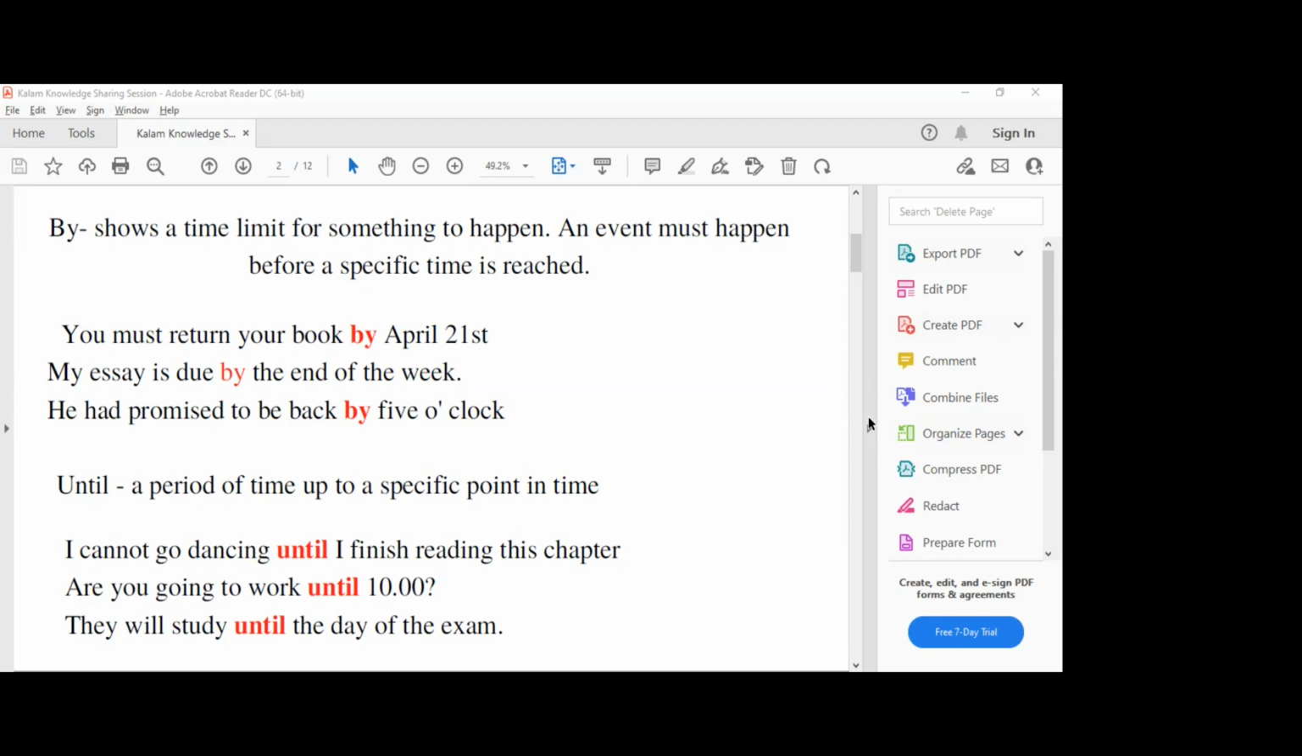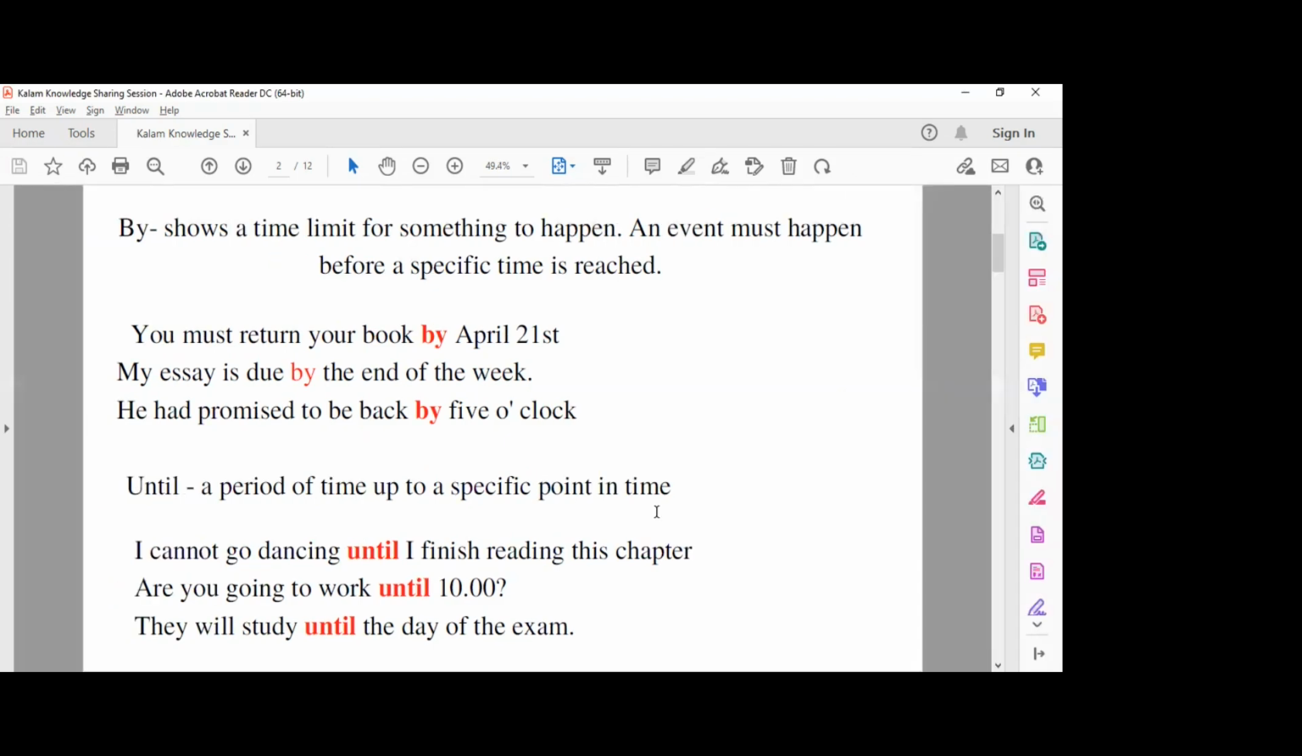Next one is "until". We use "until" for a period of time up to a specific point in time. When we are talking about a specific point, in that case we have to use "until". First example is: I cannot go dancing until I finish reading this chapter. In this case he can't go until he finishes reading the chapter. So here we have to use "until".